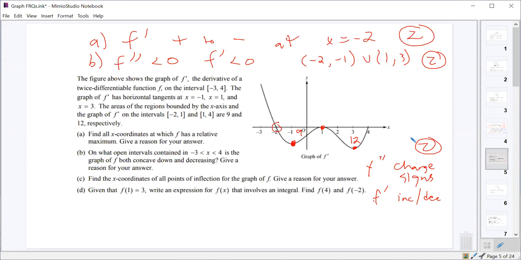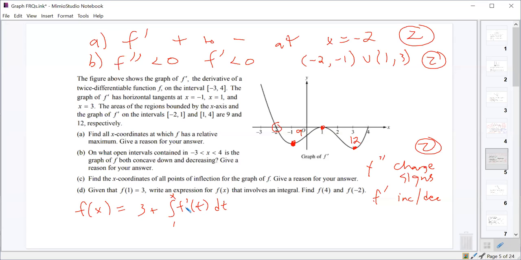Cool. And then part D, given that f of 1 is 3, we want to write an expression for f of x involving an integral. And then we want to find f of 4 and f of -2. So f of x ought to just be, and this is just our fundamental theorem of calculus stuff here, the initial condition plus the integral from 1 to x of f prime of t dt. So that's 1 point for that.